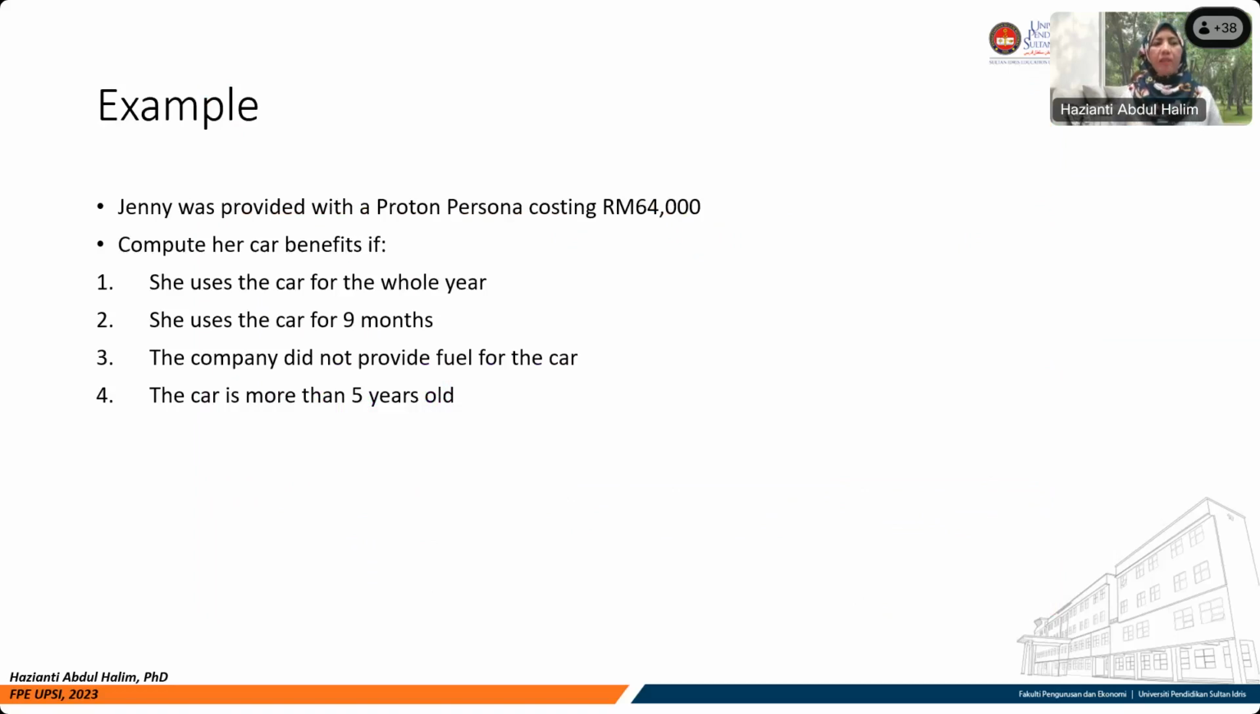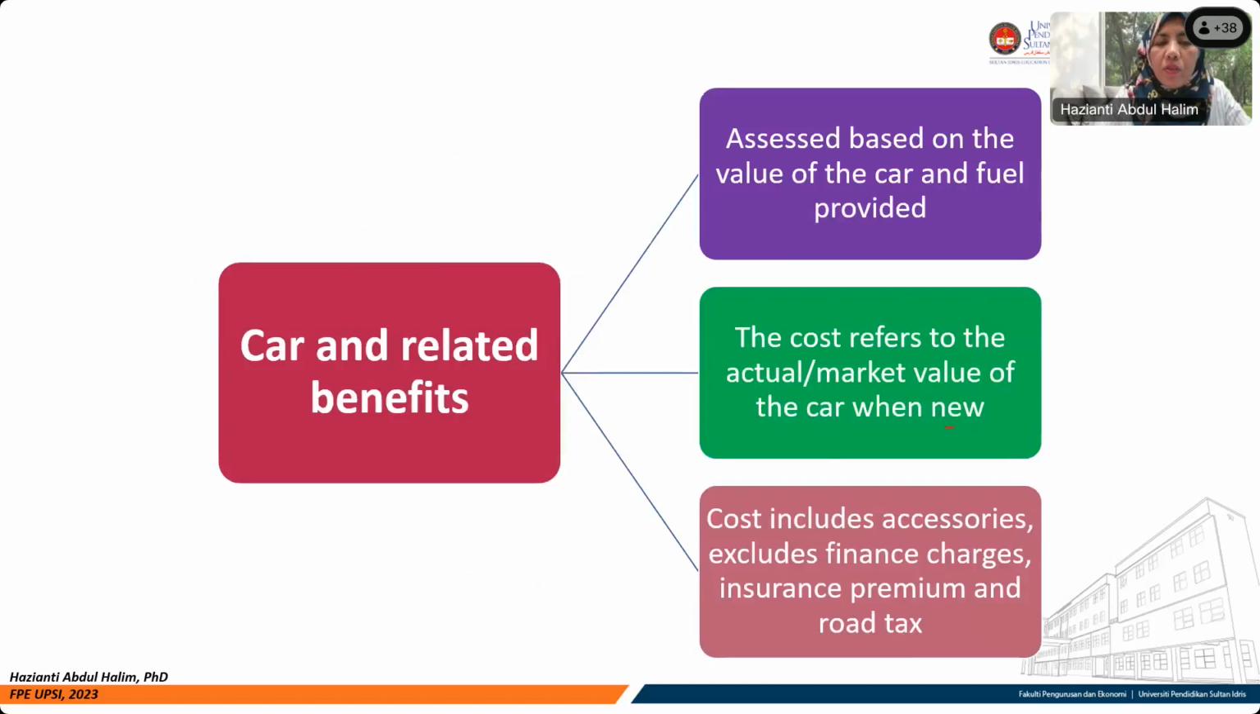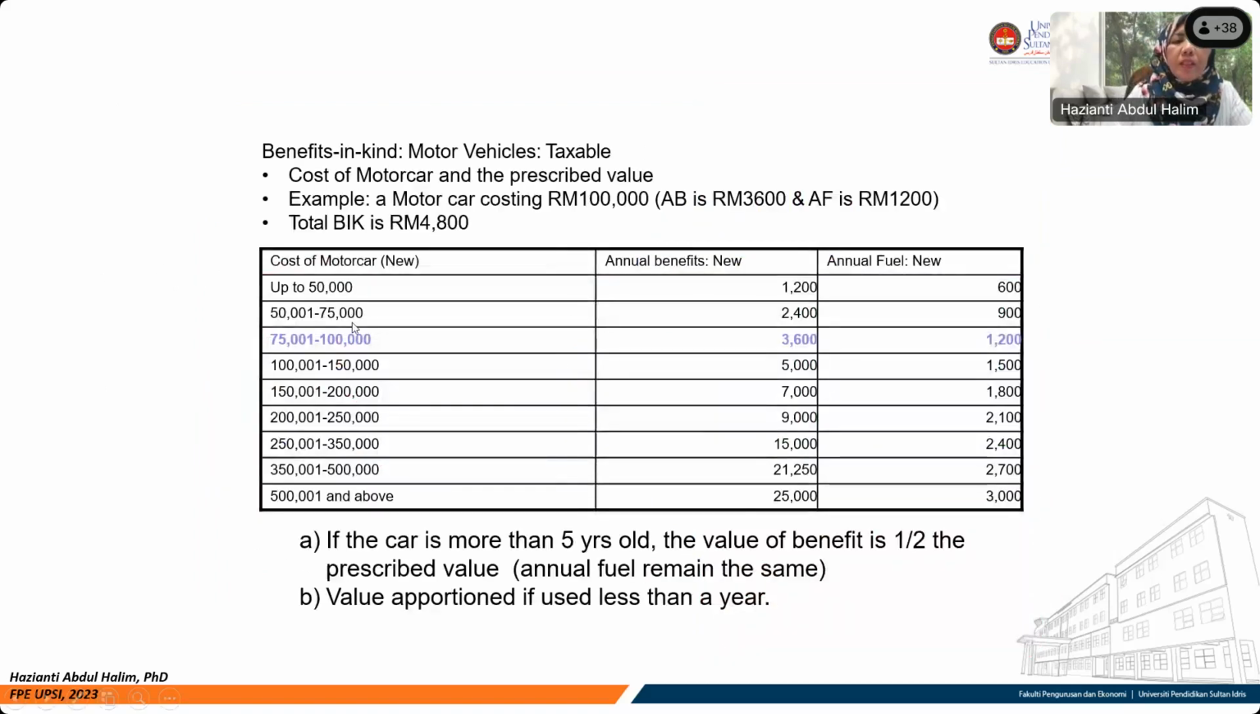Alright, here we have Jenny with a Proton Persona costing RM64,000. So the first thing when you get a question like this, ada 64,000 dekat sini, kita pergilah table kita tadi, tengok kan, kalau 64, kereta dia dekat sini, between 50 to 75. Don't worry, you don't have to memorize the table. For your exam nanti, table ni will be provided. You just need to know how to use it.